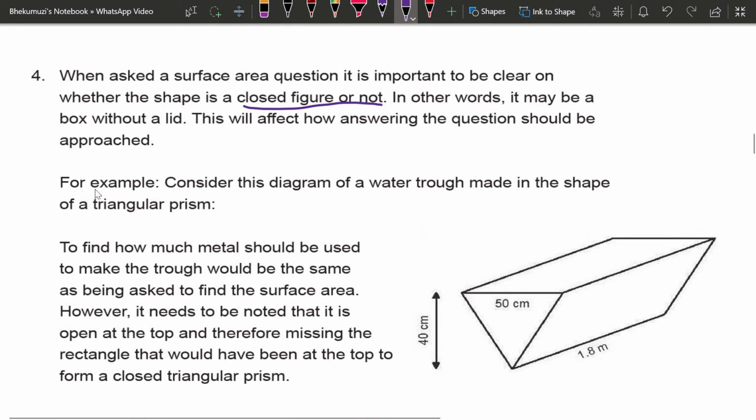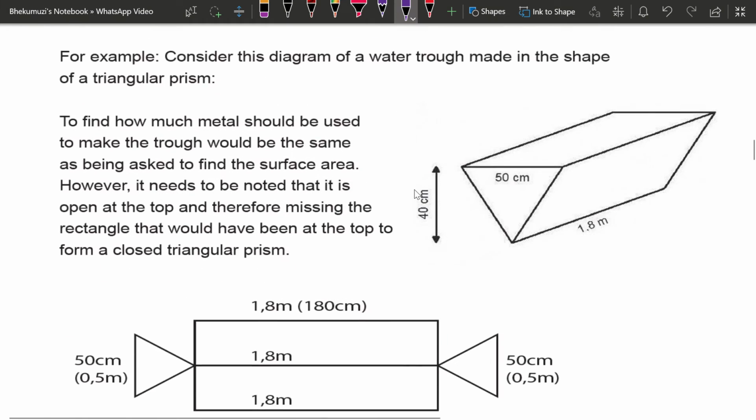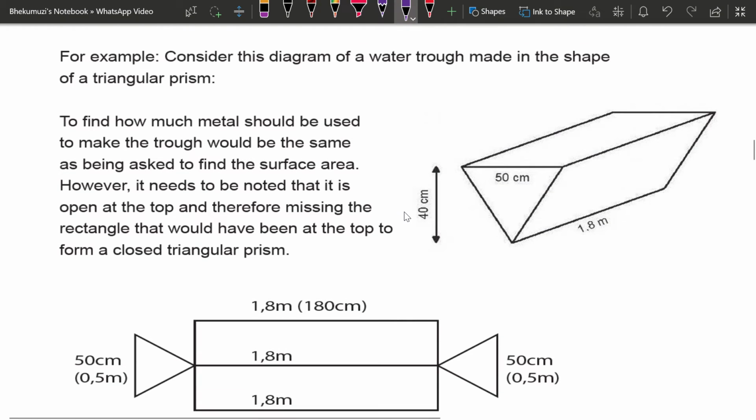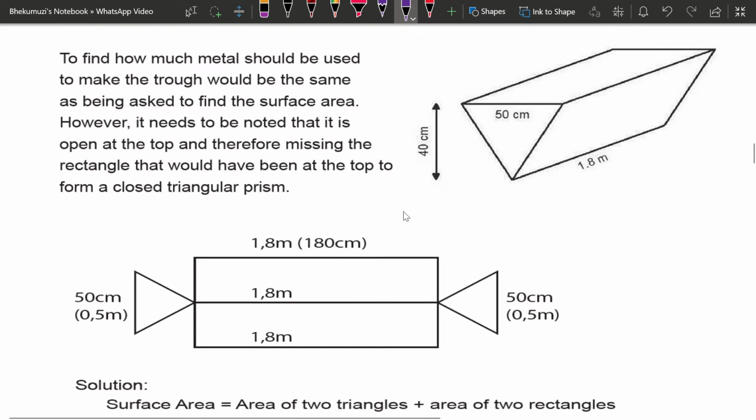And so, for example, considering the diagram of the water trough made in the shape of a triangular prism, to find how much metal should be used to make the trough would be the same, right, as being asked what is the surface area. However, it needs to be noted that it is open at the top, right? Because remember, this is where the opening is, and it is missing this rectangle at the top to form a closed prism, right?